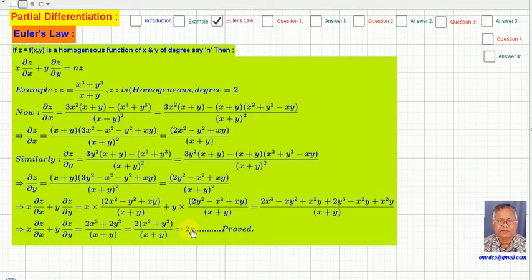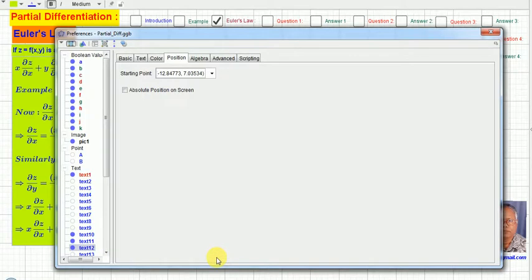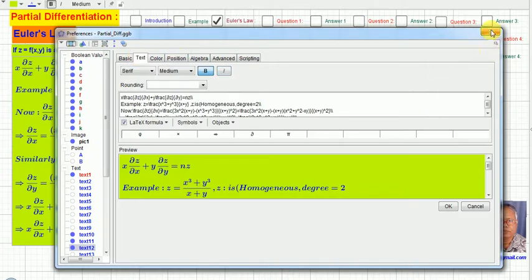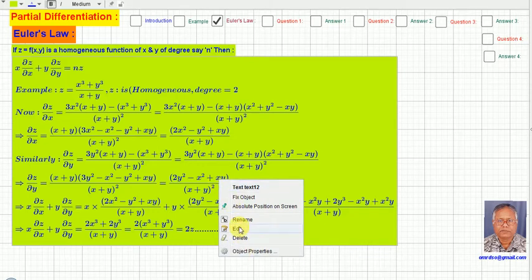This way you can prove Euler's theorem. Again, I explain: Euler's theorem only says that if z is a homogeneous function of x and y of degree n, then x times del z/del x plus y times del z/del y is equal to n times z. Here is the proof of it. One mistake has been made here that has to be clarified. Okay, I will just edit it.